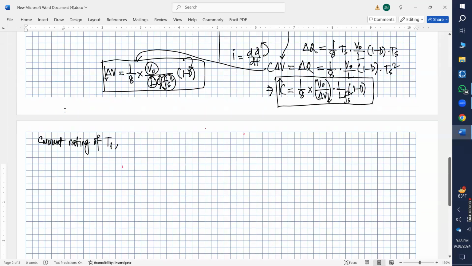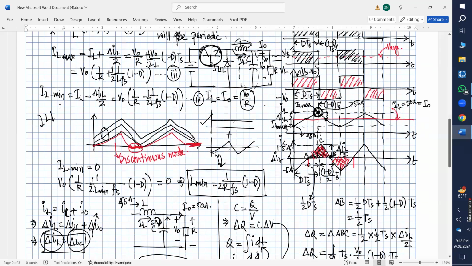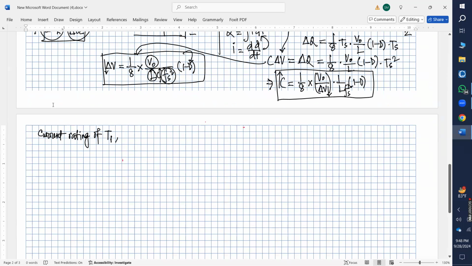What should be the current rating of T1? It should be at least IL max, right? Because this amount of current should be going through the transistor to the inductance when T1 is on, right? So IL max should be the current that goes through the inductor.